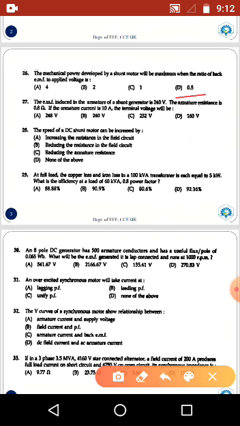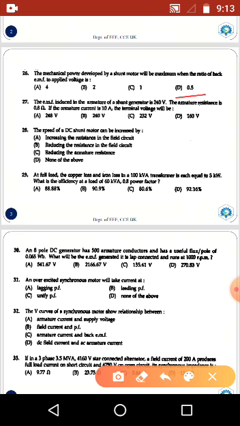27th question. The EMF induced in an armature of a shunt generator is 240 volt. Armature resistance is 0.8 ohm. If armature current is 10 ampere, the terminal voltage is. The equation for terminal voltage is V equal to E minus Ia Ra, where E value is 240 and Ia Ra armature drop is 8 volt, that is 10 into 0.8. So, the terminal voltage is 240 minus 8, that is 232 volt.